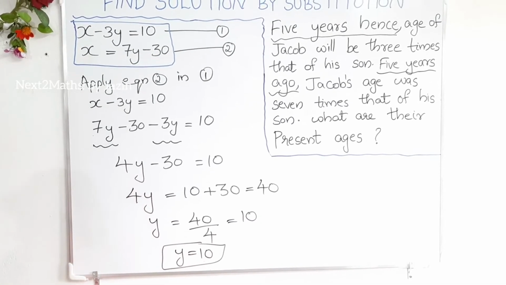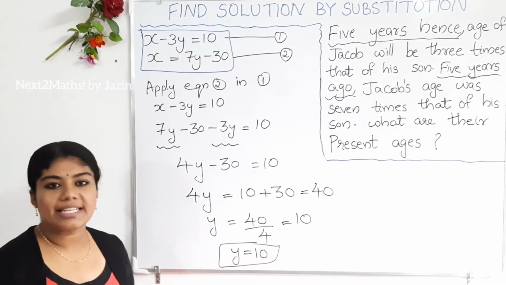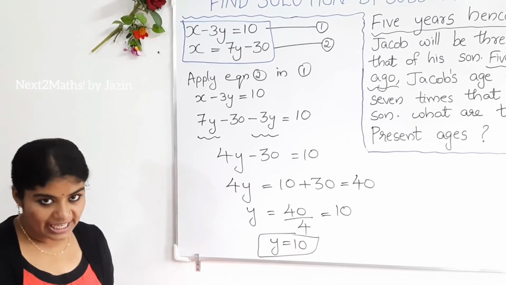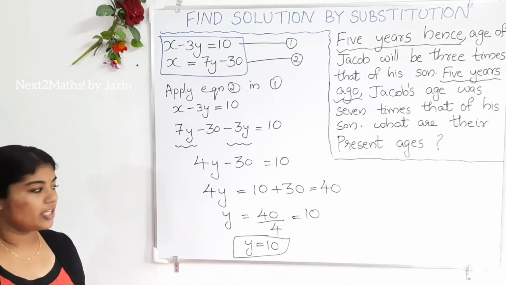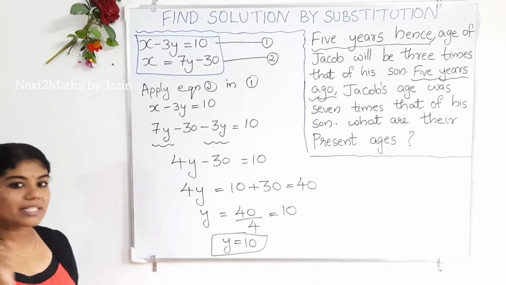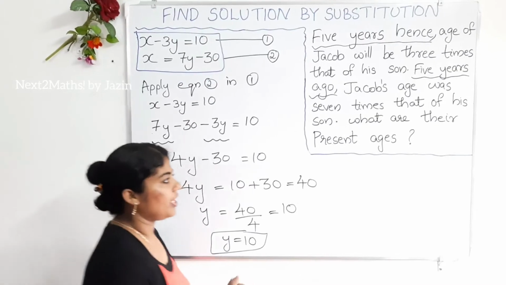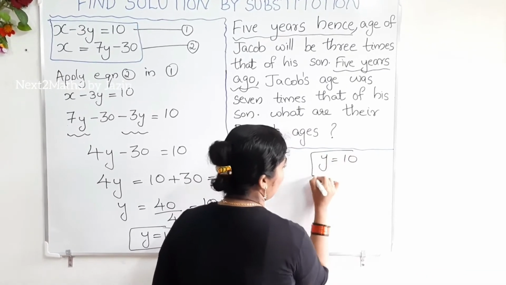So what did we suppose as y? We thought at the beginning x equal to age of Jacob and y equal to the age of his son. So we can write y is 10 means Jacob's son's age is 10. Okay, so let's write here our value y equal to 10.